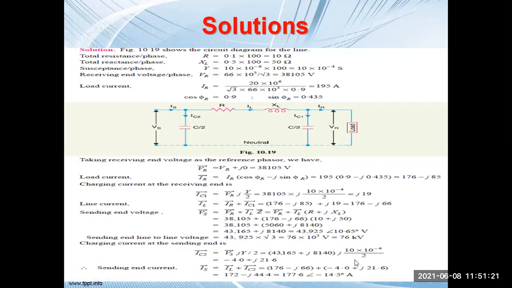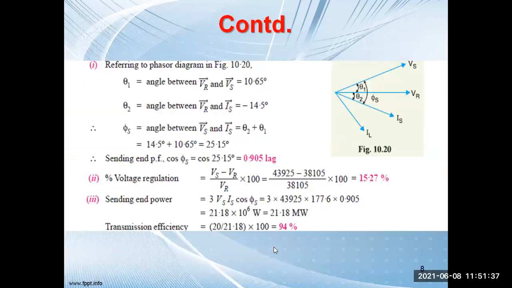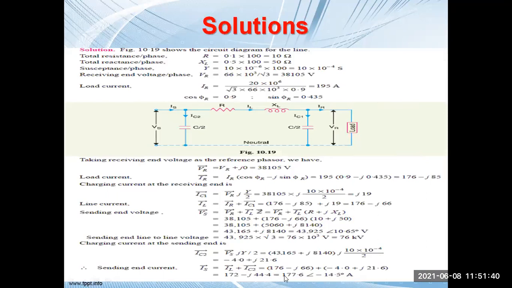So I will not explain this. You just calculate. I will show you the solution, but please solve from your side because it is a similar kind of problem. You need to calculate the parameters: the sending end power factor, voltage regulation, and transmission efficiency. So these are the data. Up to the sending end current, please calculate from your side. I'll give you 2-3 minutes, 5 minutes time. So you do it. Start calculating. Up to IS, you calculate.